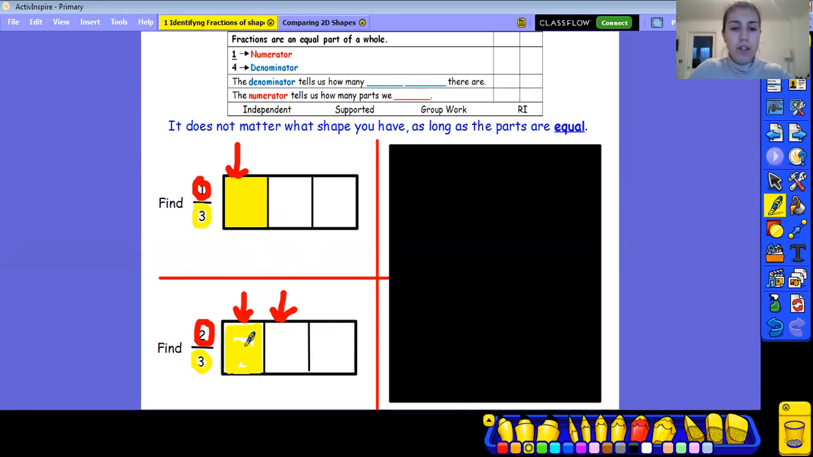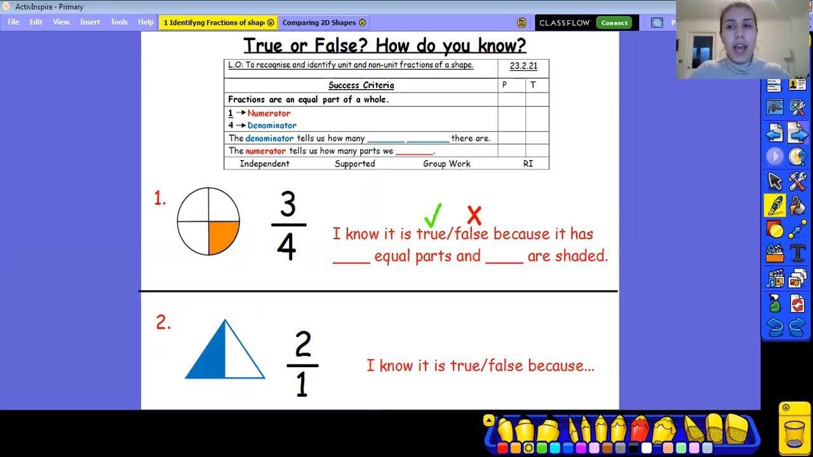So there we go. 1, 2. So this shows 2/3. So that's how it changes when my numerator changes. Okay, just going to model some of these really quickly and then introduce you to your task, because I am aware that it has now been quite a long lesson. So true or false, and how do you know? Time for a bit of reasoning then with everything that you've learnt.